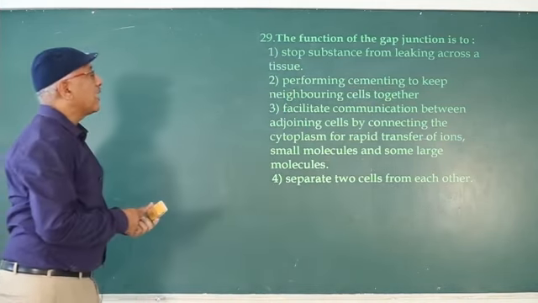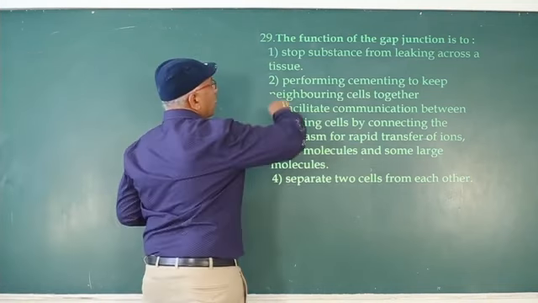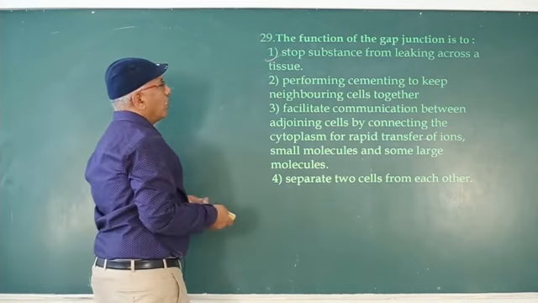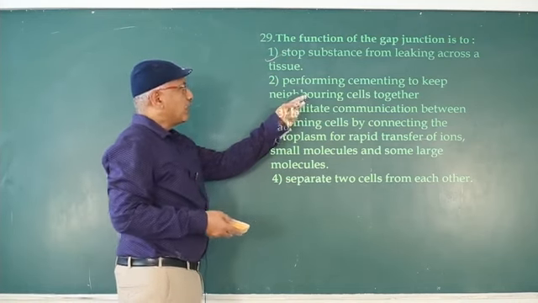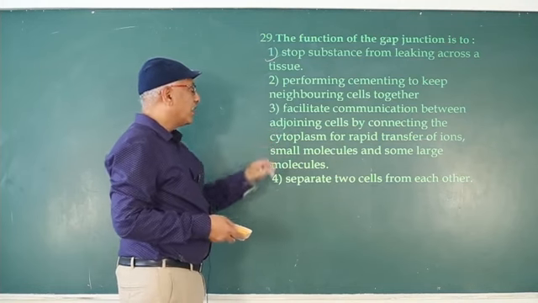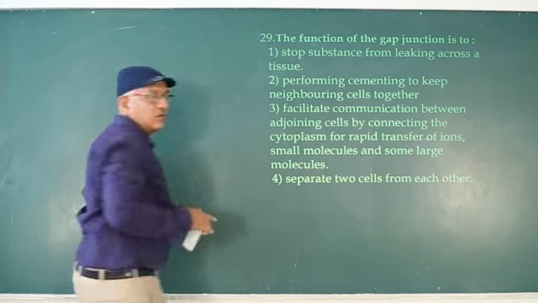The function of the gap junction is to, we already discussed, stop substances from leaking across a tissue. That is the correct. Performing cement to keep neighboring cells, that is adhering junction. Facilitate communication, that is gap junctions. So answer is first one.